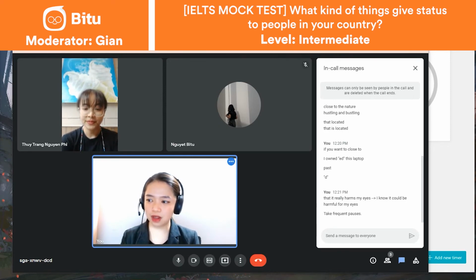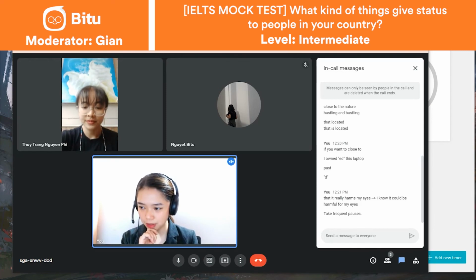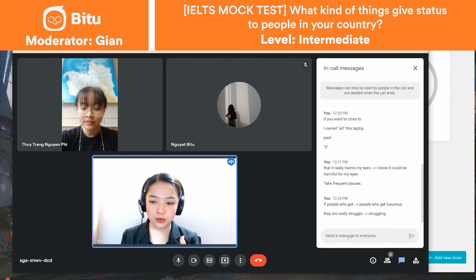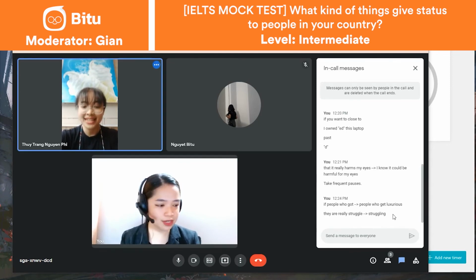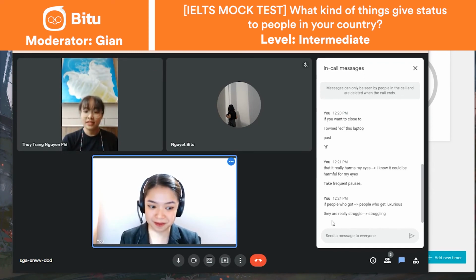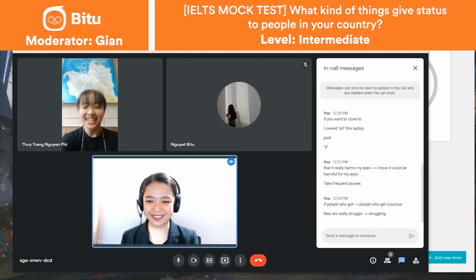So in terms of grammar, let's talk about grammar and accuracy. This is something we need to work on. There are a couple of sentences in which I could suggest being careful with having consistent verb tenses depending on the situation, if it's past, present, or future. Like for this one, if people who got, maybe you can say people who get luxurious things. And the next one is they are really struggle, or you can say they're really struggling. Struggling. Right.